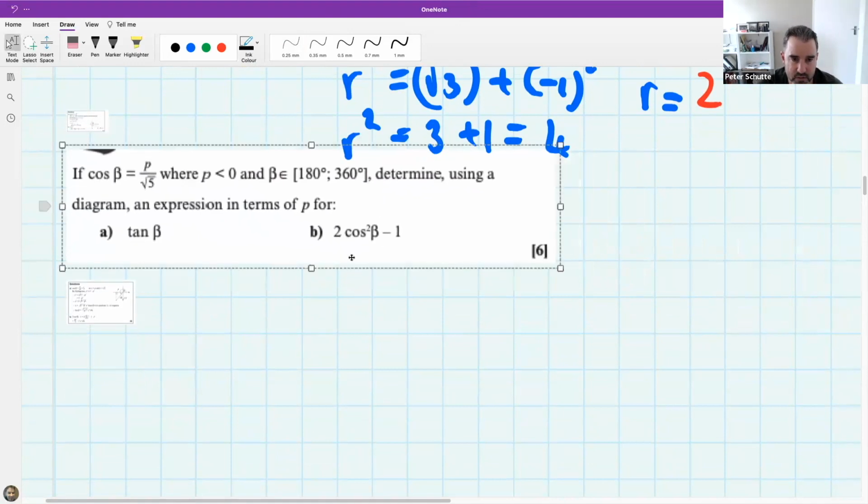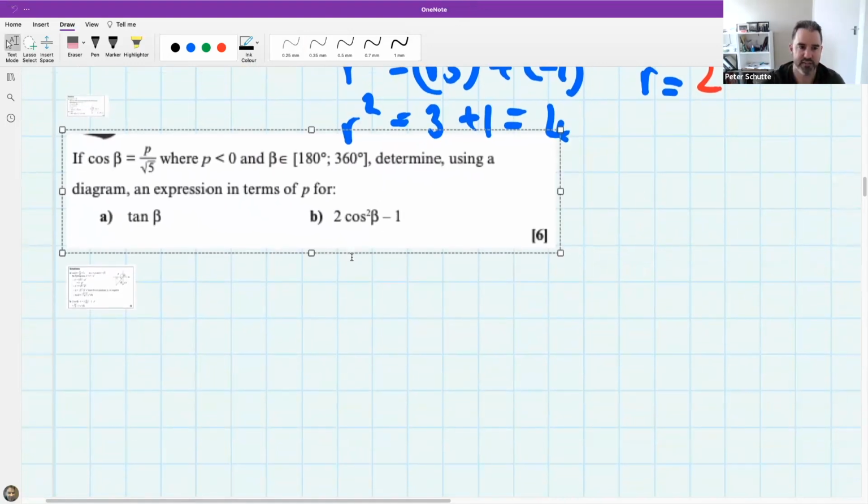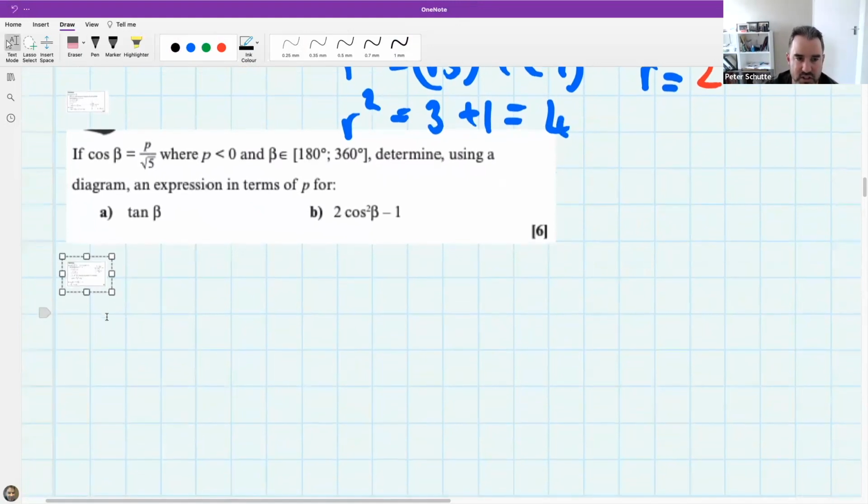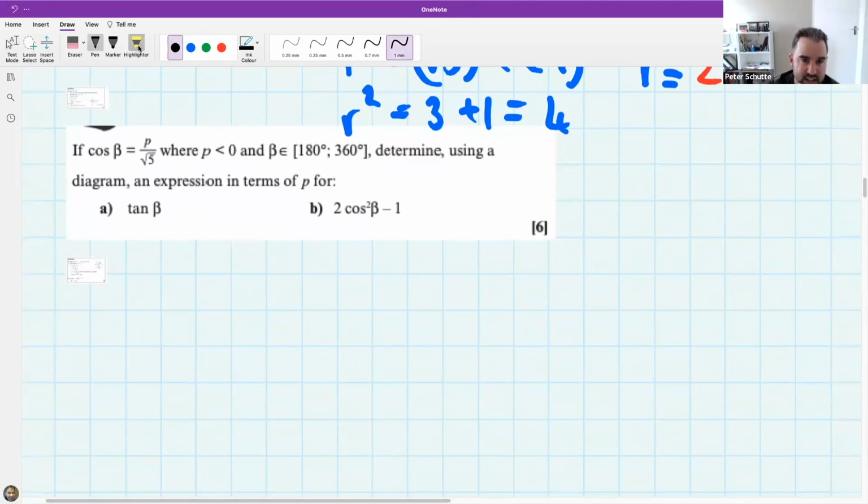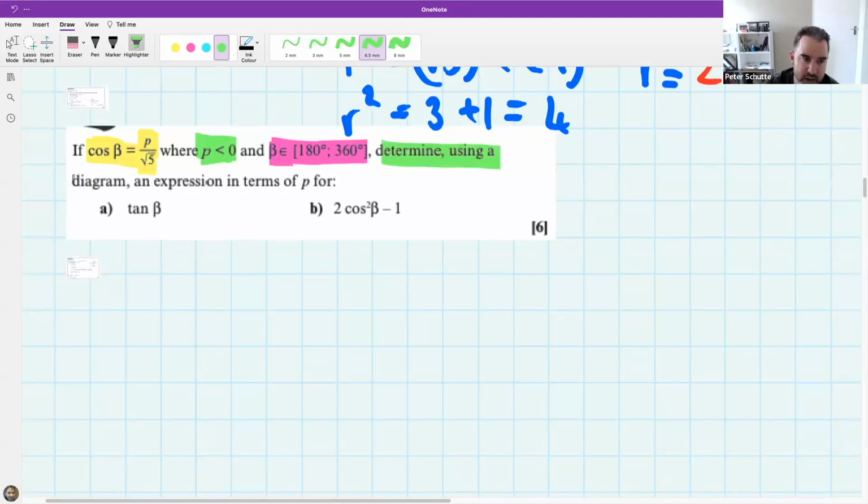So why don't you have a go at this first question over here to see how much sense it makes? I will just give you this hint. It says the cos of beta is p over root 5, where p is less than 0, and beta is between 180 and 360. And all I want you to do is try and draw the drawing that goes with this, right? So I'm not asking you to answer it, but I want you to try and start drawing your diagram. And when you've drawn the diagram, say done in the chat.